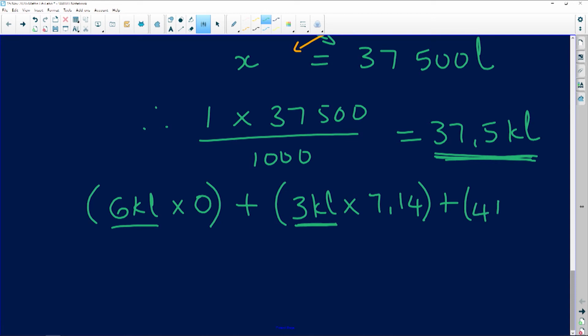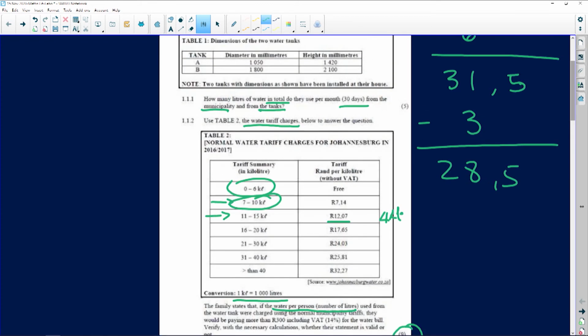4 kiloliters times 12 Rand and 7 cents. Plus, now because I've got it in my brackets, I know I go and I subtract it from my total again. Minus 4, which is going to leave me with 24.5. And I can tell because obviously, né? And then I go to my next bracket.